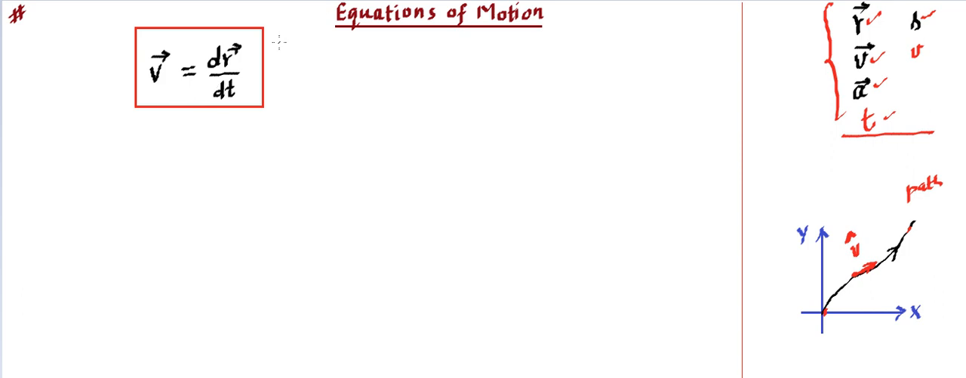What this equation of motion is trying to say is that if the displacement is known to us, we can find the velocity of the particle by differentiating it. So basically this is trying to relate v, r and t together. If the displacement is given to us, we can find the velocity, and we can also change it to another form. We can rewrite it as dr vector equals v dt.